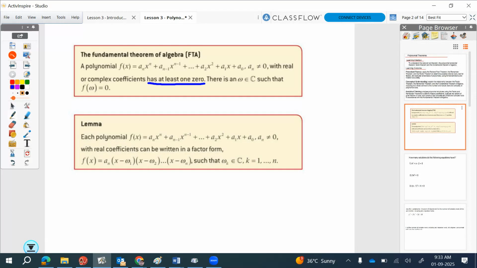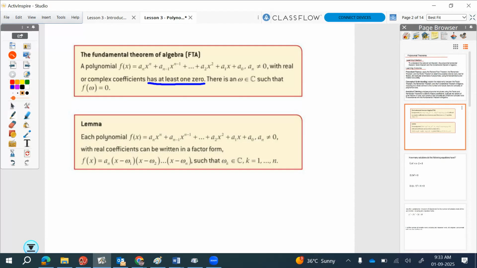So if a second degree function has no real roots, what type of roots does it have? Let me take somebody else. If a second degree polynomial has no real roots, what type of roots does it have? Complex roots. So a second degree polynomial is always going to have 2 roots, including multiplicities, 2 complex roots, including multiplicities.